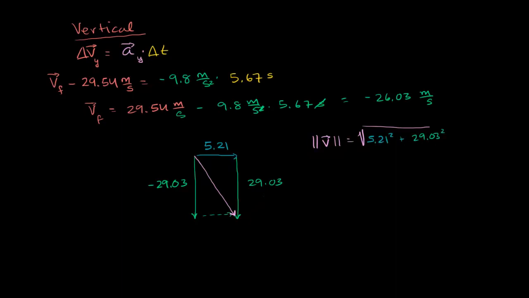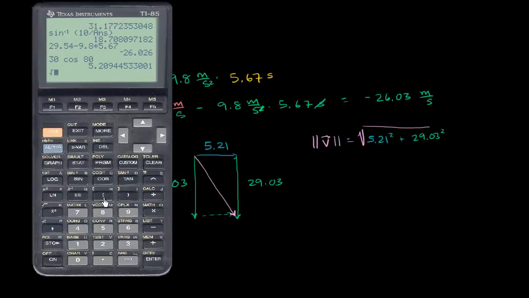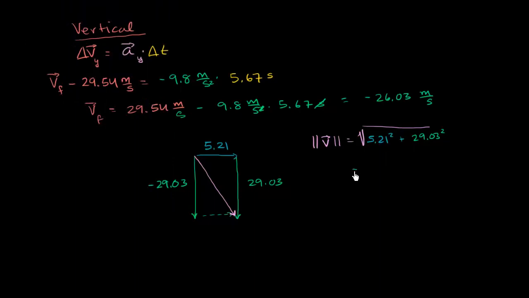And we get it as being the square root of 5.21 squared plus 29.03 squared, which gives us 29.49 meters per second. That is the magnitude of our final velocity, but we also need to figure out its direction. And so we need to figure out this angle. And now we're talking about an angle below the horizontal. Or if you wanted to view it in pure terms, it would be a negative angle. So what is this angle right over here?